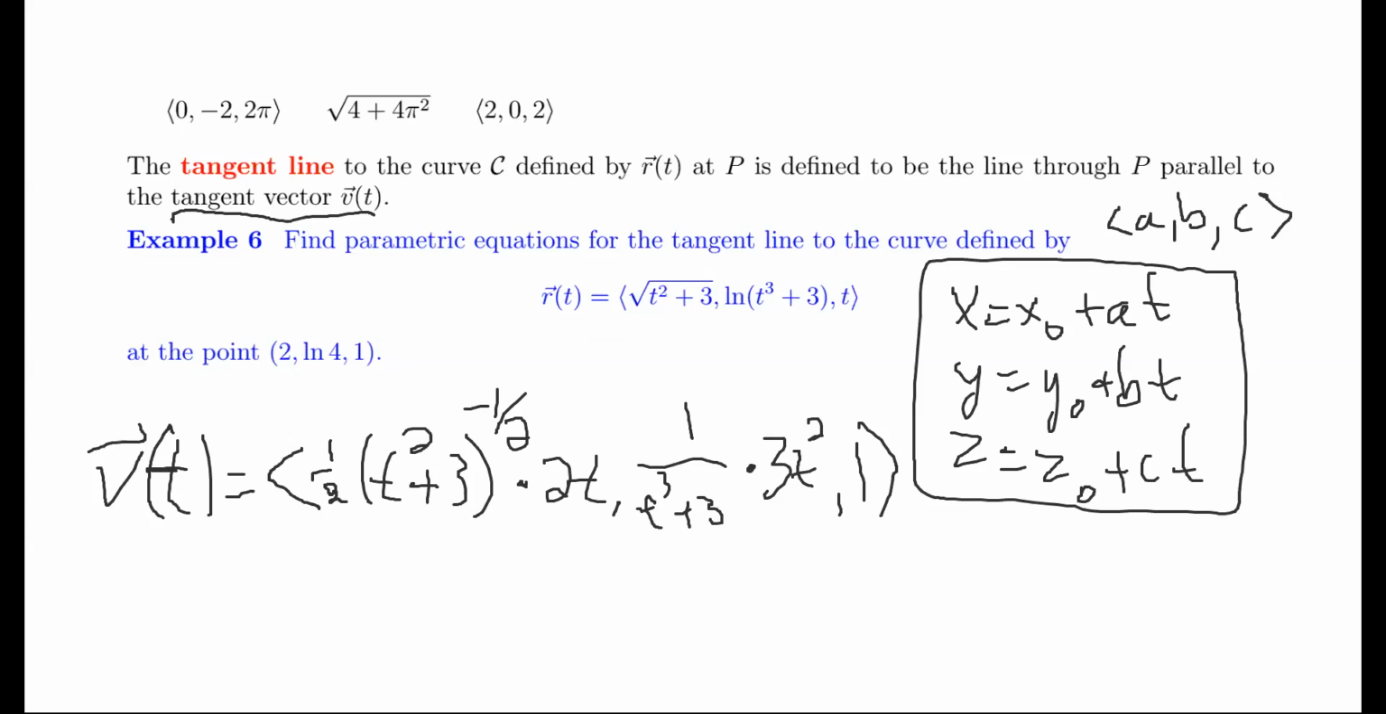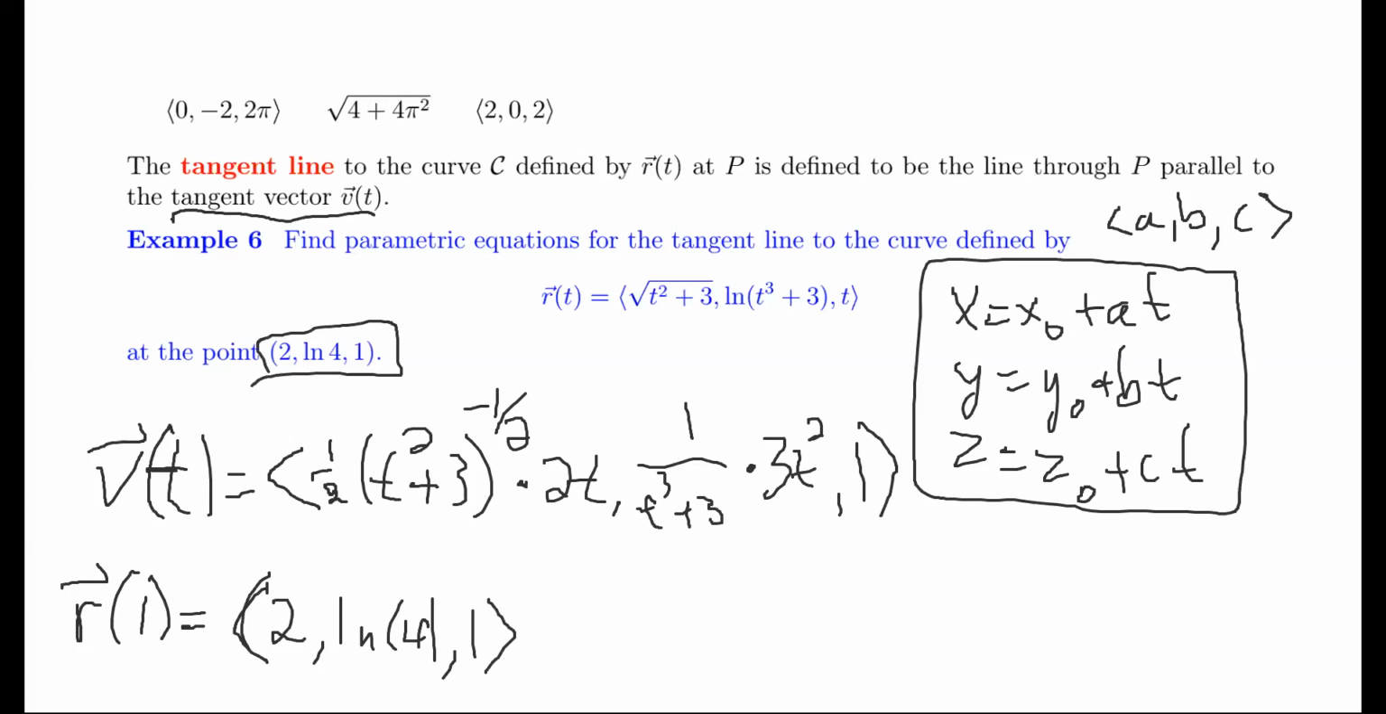If we plug in t equals 1 for r of 1, then what do we get? We get 1 squared is 1 plus 3 is 4, and the square root of that is 2. Then we plug in 1 into the second coordinate. We get 1 cubed plus 3 is 4, so the natural log of 4. And then we plug in 1 into the z coordinate and we get 1, which is exactly the point here. So in fact, t equals 1 is what we were looking for.